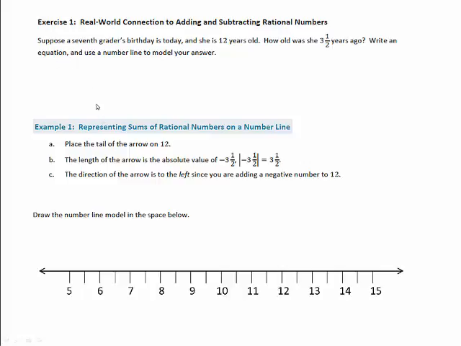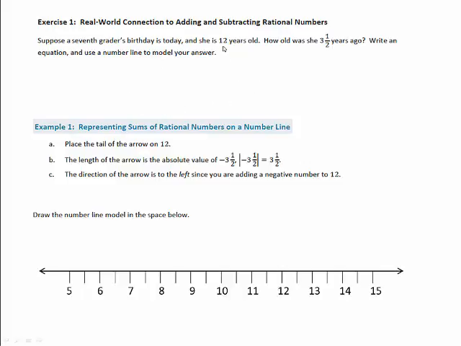In this first example, we're going to use this real-world situation. Suppose a 7th grader's birthday is today, and she is 12 years old. We want to know how old she was 3.5 years ago, and we're going to write an equation and use a number line to model our answer. We're going to do the number line part in Example 1, but here's an equation.